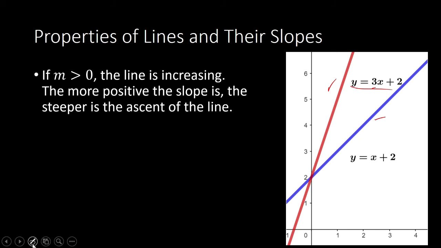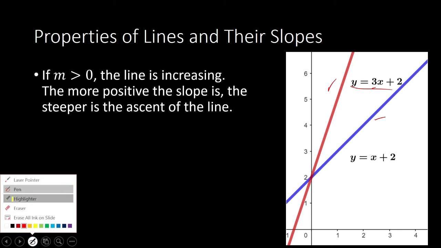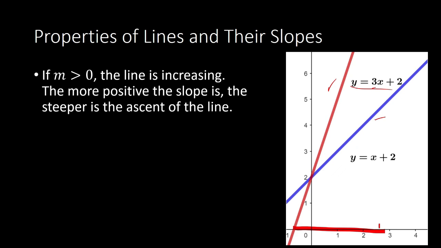And so our orientation in reading the direction of the line is from left to right. From left to right, our lines are increasing. It is ascending.